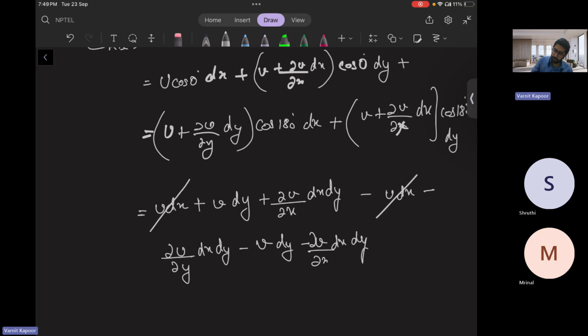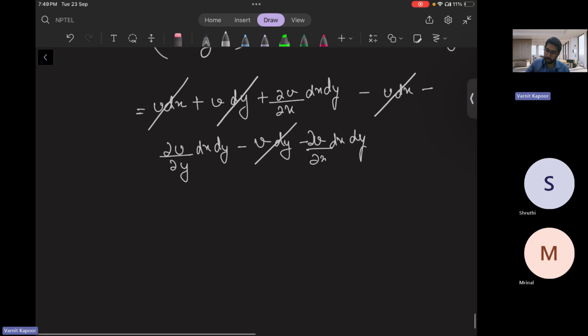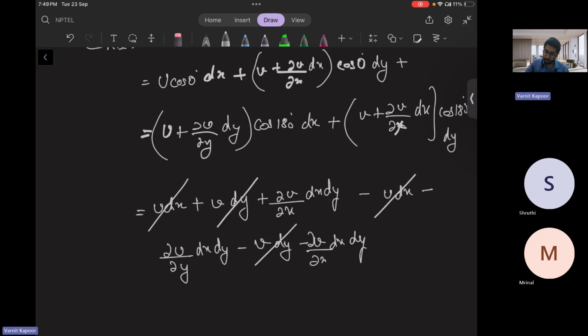So this cancels out, this cancels out. You are left with dou v by dou x dx dy minus dou u by dou y dx dy. Am I right? Have I missed any expression?